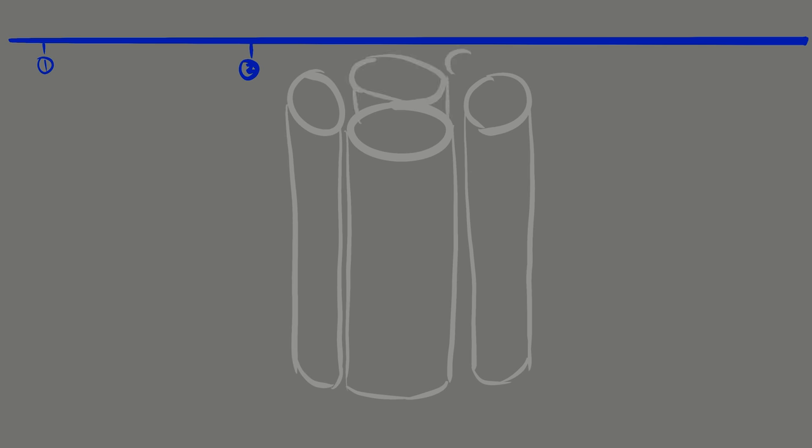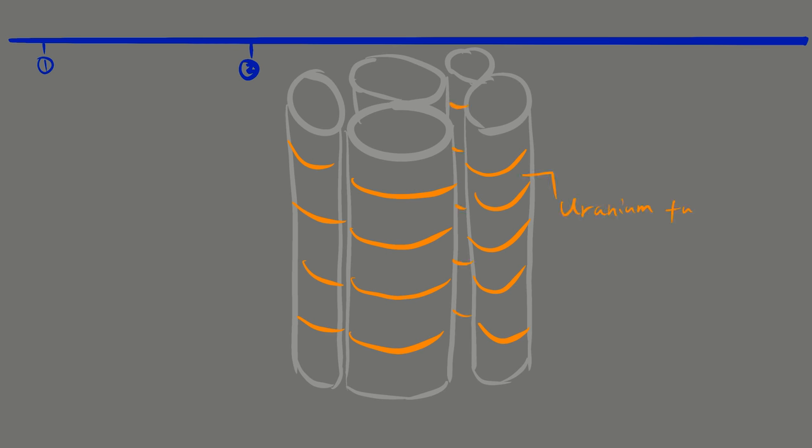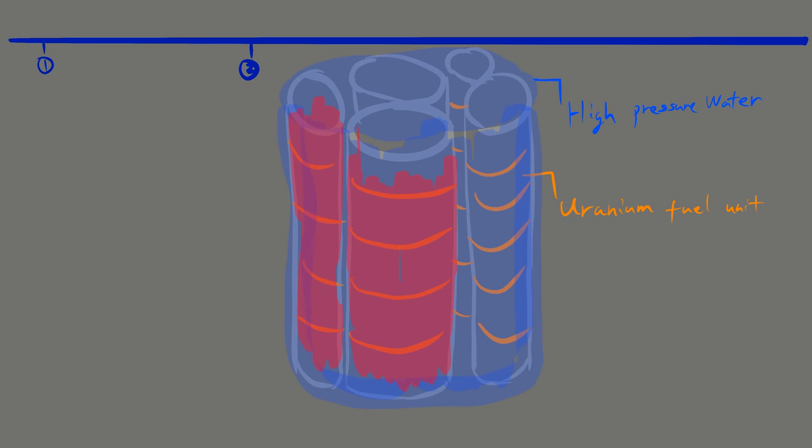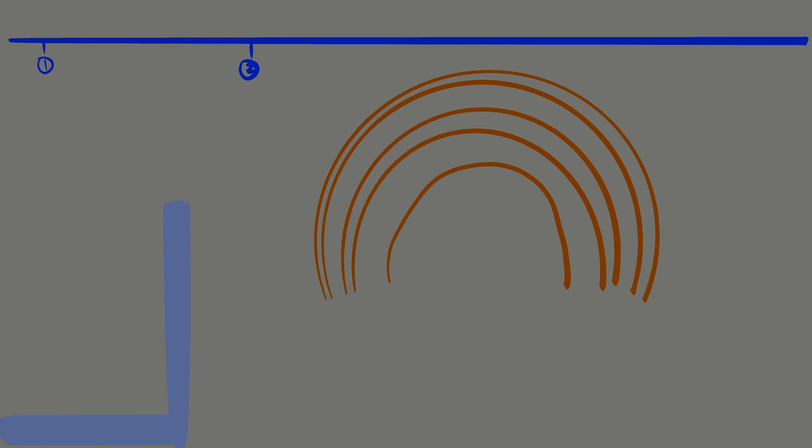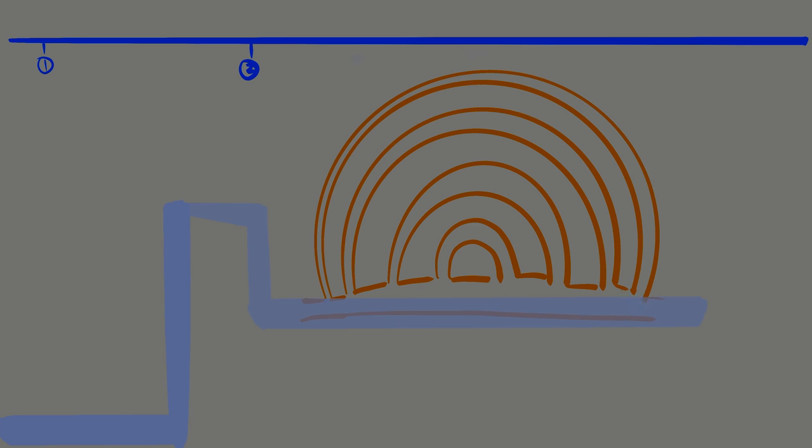Here we have cylinders filled with uranium fuel rods, and these cylinders are immersed in high pressure water. The energy released by the fission reaction will be absorbed by the water. Then this high pressure water will pass to a heat exchanger to heat up non-pressured water, which then will be quickly vaporized by the high pressure water.